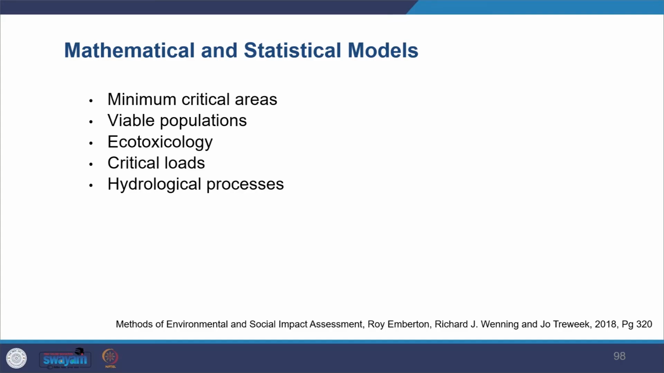Now, moving on to the evaluation of impact magnitude. After you identify the impact, you look at the impact magnitude and significance, how significant it is. It is said that GIS is very helpful if you have good data. It helps you integrate and assess how things can be done. You also find mathematical and statistical models, like minimal critical areas, viable populations, ecotoxicology, critical loads, and hydrological processes. All these can be used.